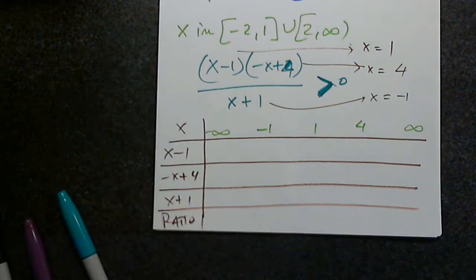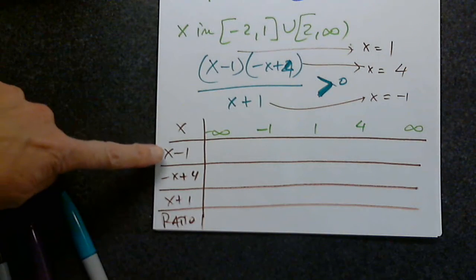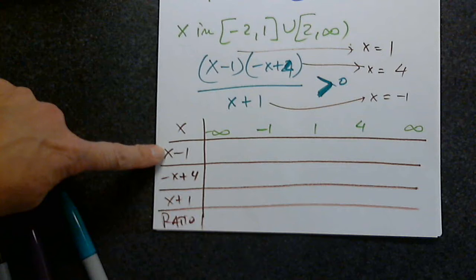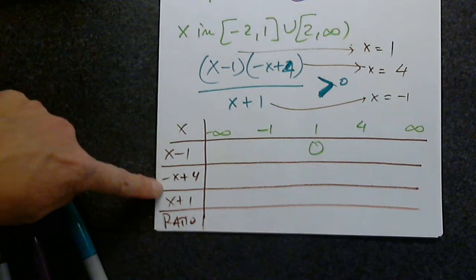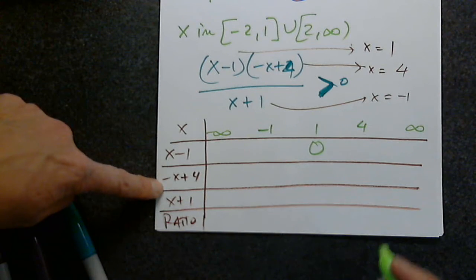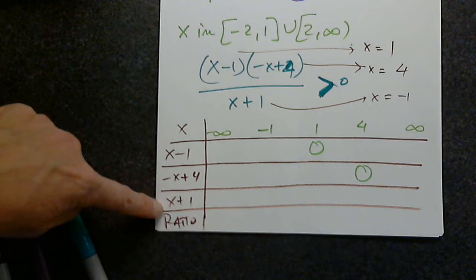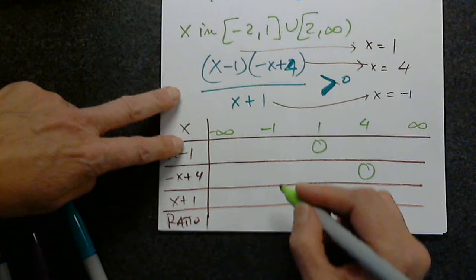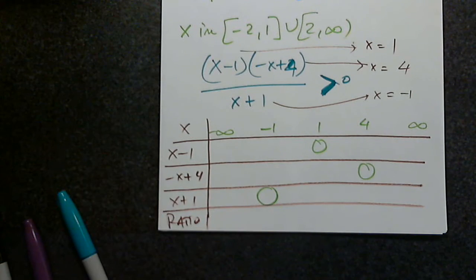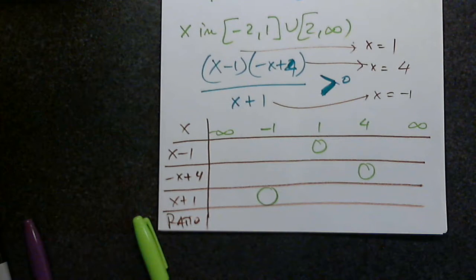1 and 4. Perfect. So for x minus 1, under, perfect. For negative x plus 4, under, awesome. For x plus 1, under, perfect. Now think for a moment and tell me what to write under negative 1, 1, and 4. What do I write under negative 1? Careful.